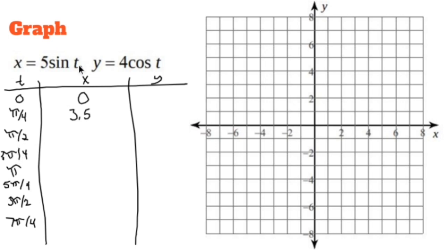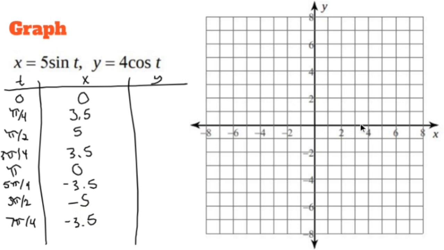When I plug in pi over 2, I get 5 because sine of pi over 2 is 1. 5 times that is 5. When I plug this in, I get 3.5 again. When I plug in pi, I get 0 because sine of pi is 0. When I plug this in, I get negative 3.5. When I plug in 3 pi over 2, I get negative 5. And when I plug in 7 pi over 4, I get negative 3.5. So those are my x values.